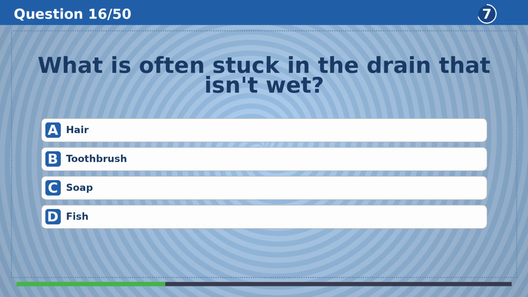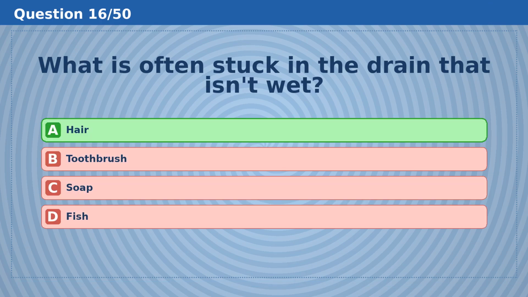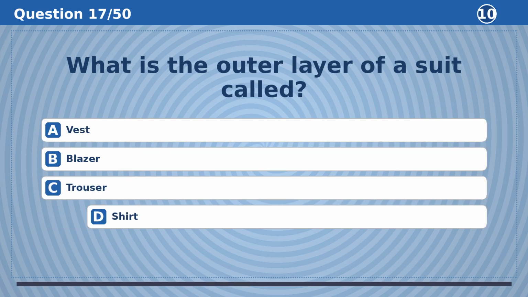What is often stuck in the drain that isn't wet? The answer is A, hair.